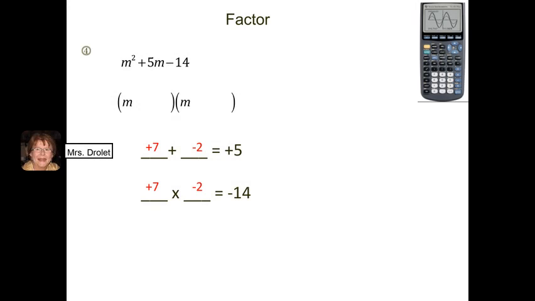Did you get that the two numbers are +7 and -2? Why is that? Add them. Always verify to make sure you have the correct numbers. +7 plus -2 is indeed +5. And +7 times -2 is -14. I found my two numbers. Therefore, my factors are m plus 7, m minus 2.